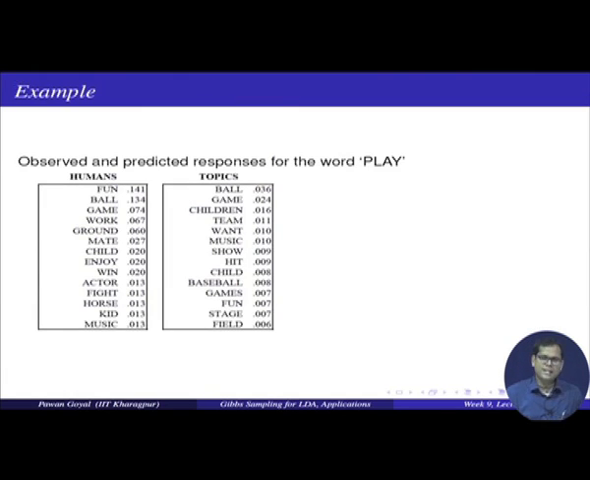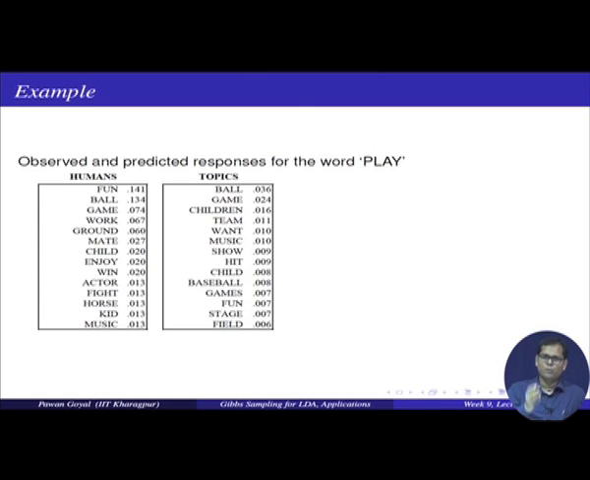So how do you validate that this works? This was a simple experiment. You have the word play. By using the topic model, you find out which words have the highest probability given the word play, that is, probability of X given play, and find some top words.